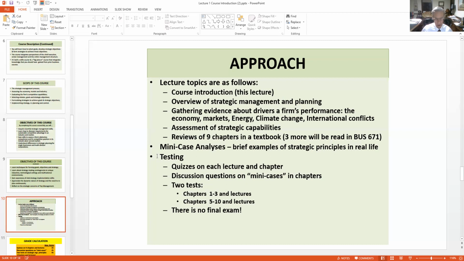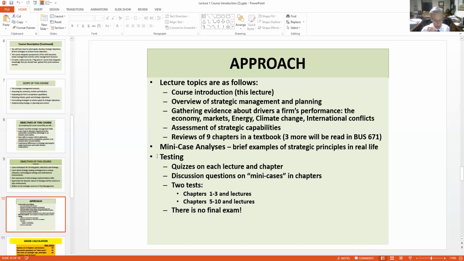So we'll talk about how to assess strategic capabilities, and of course, review the textbook chapters. The textbook has 12 chapters. We will review in this course 9 of those chapters. And then in Business 671, there will be 3 others that are focused more on implementation. At the end of every chapter, and in the second half of your textbook, there are short little cases that demonstrate principles in the chapters.